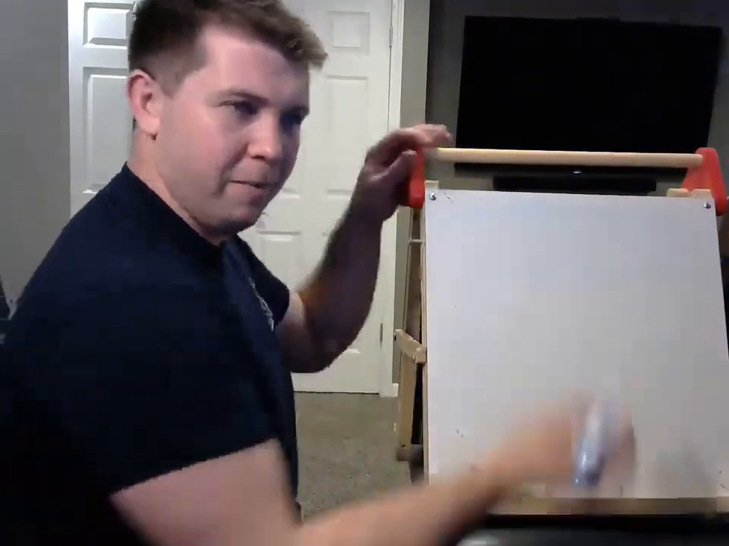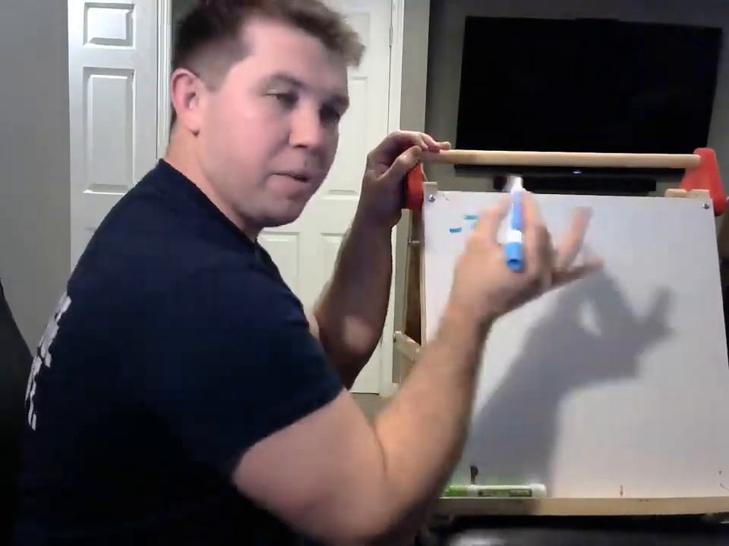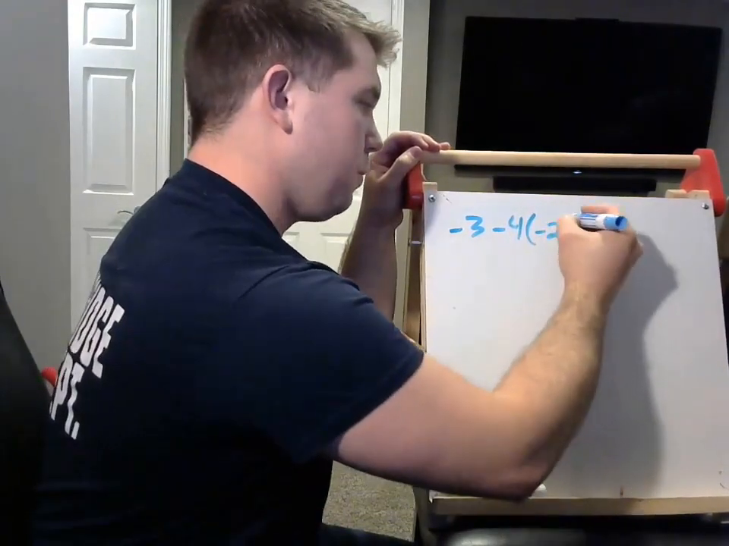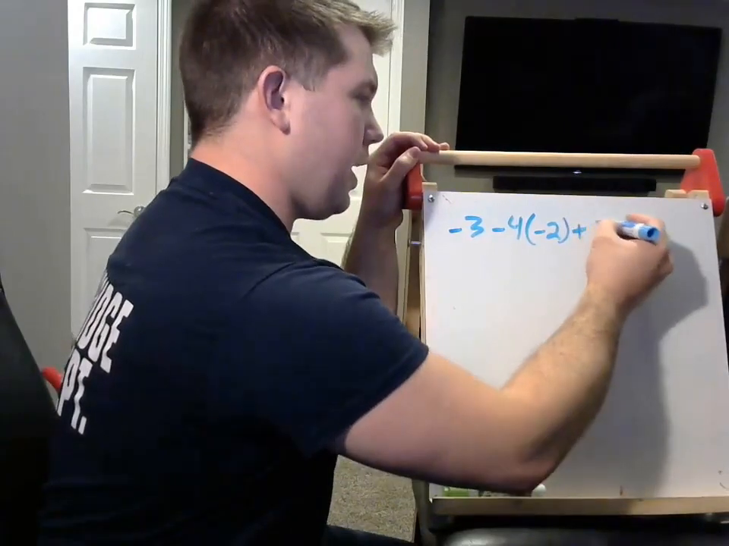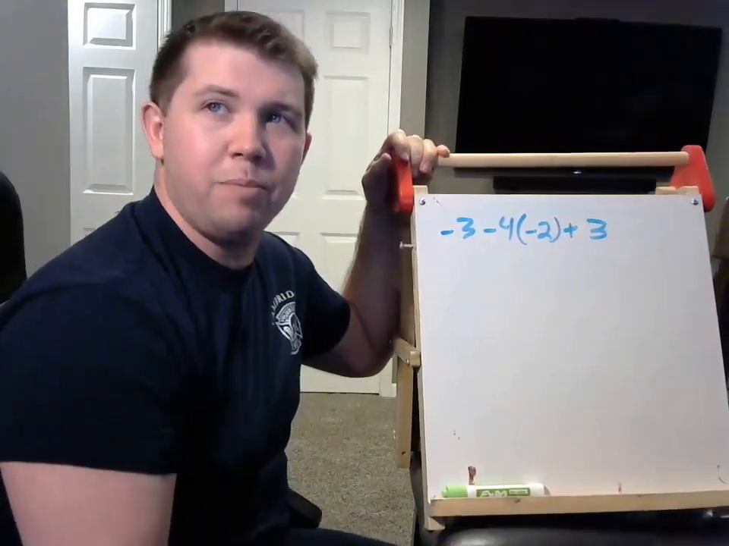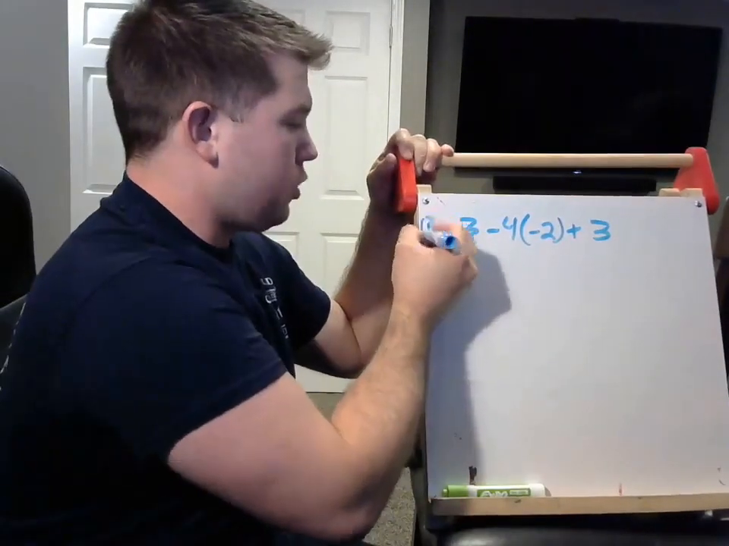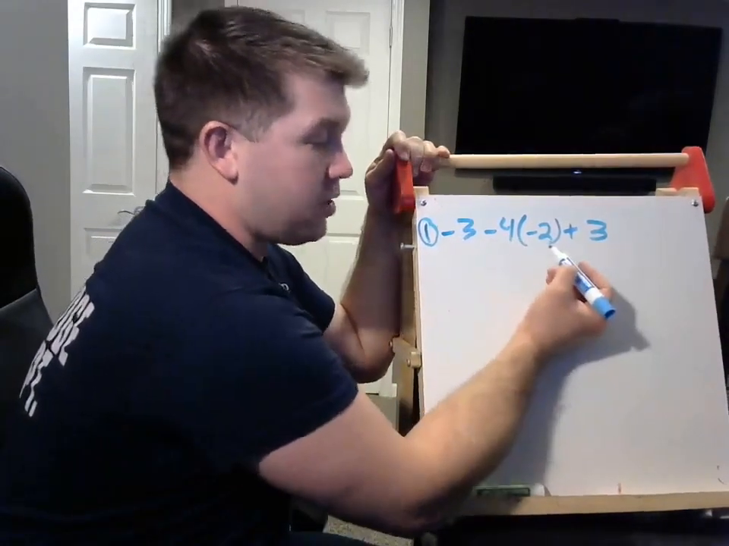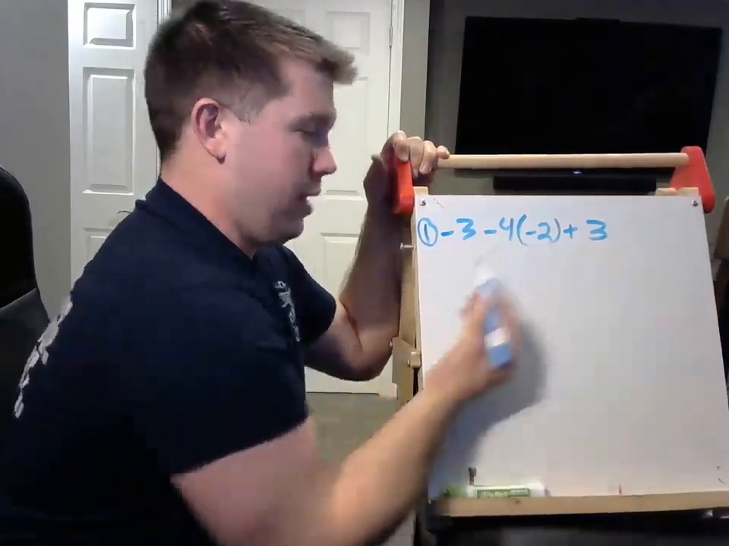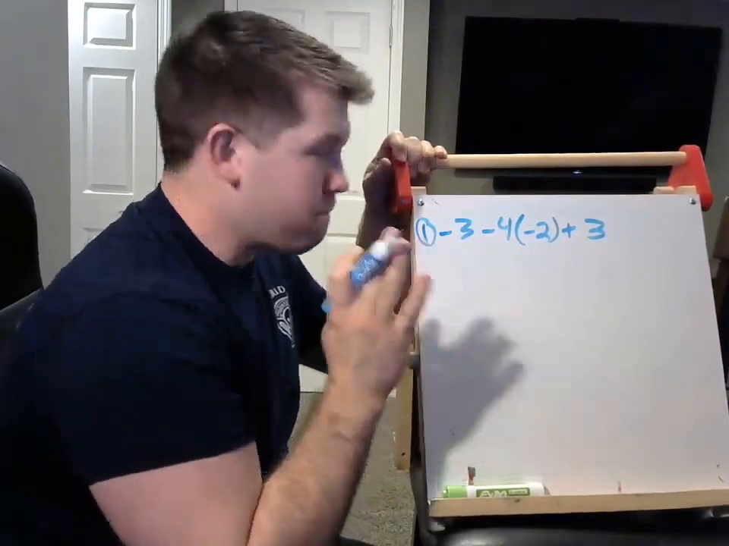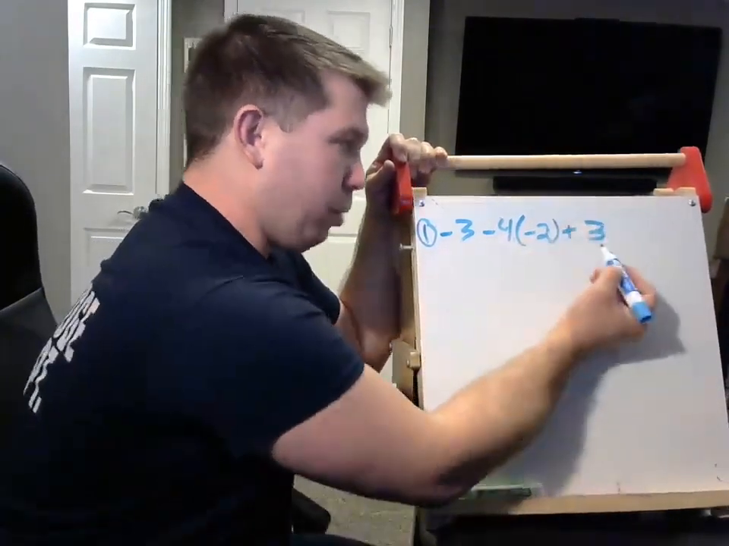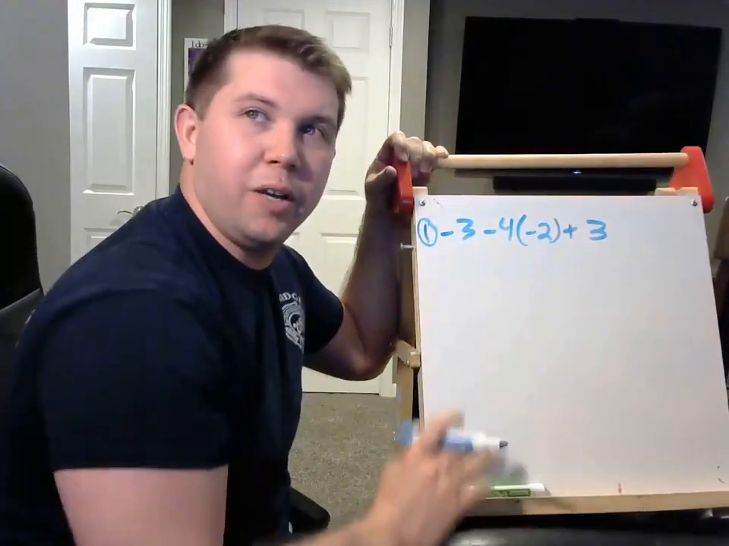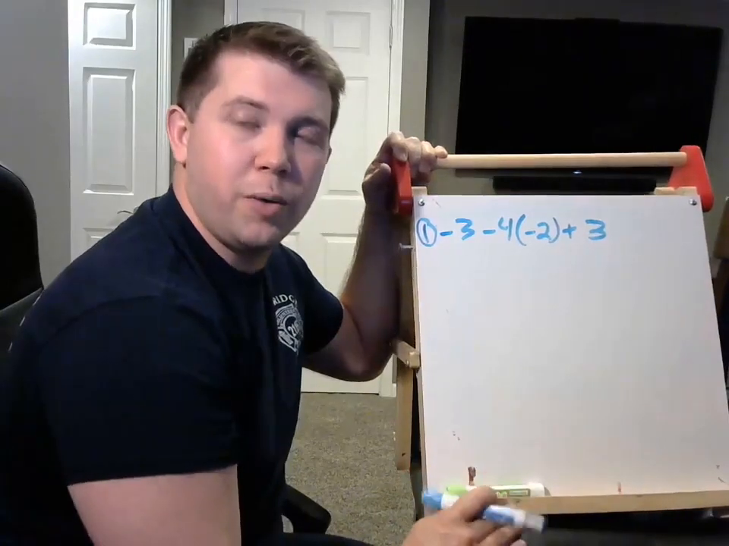I'll go rapid fire. I did promise answers, so I have to hold up my end of the bargain. But again, this goes back to order of operations and knowing when things cancel. So number 1 on the back page: I have a negative 3 minus 4 times negative 2 plus 3. So check this out. I've got a minus 3 and a plus 3. Does anyone know what I can do with a minus 3 and a plus 3 in this problem before I do anything?